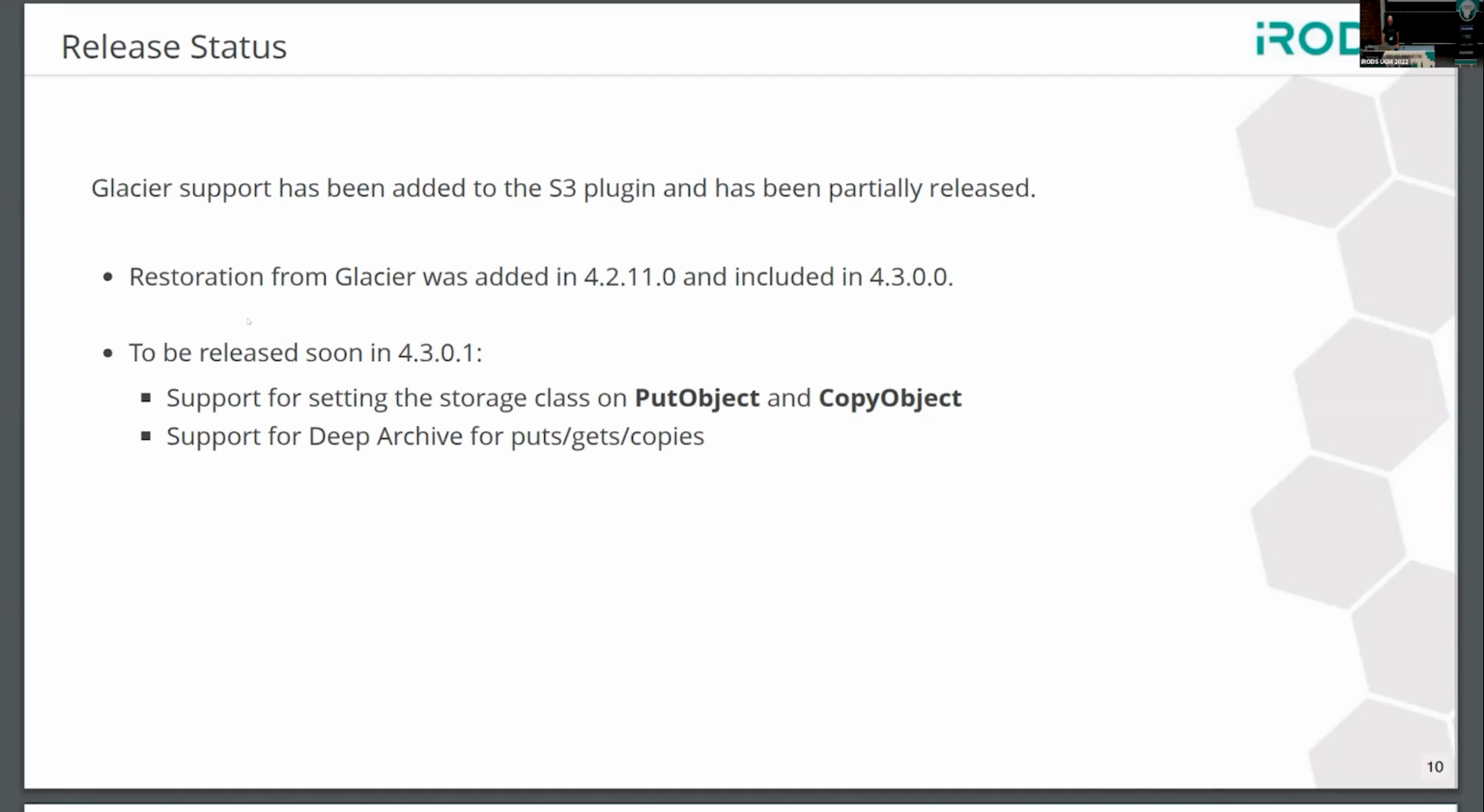What has not been released is support for deep archive, which is really just detecting another string in the restoration in the head object. The other part is setting the actual storage class on the put and copy object. The stuff that has been released was done in 4.2.11 and also 4.3.0. The stuff that has not been released yet will be in 4.3.0.1.